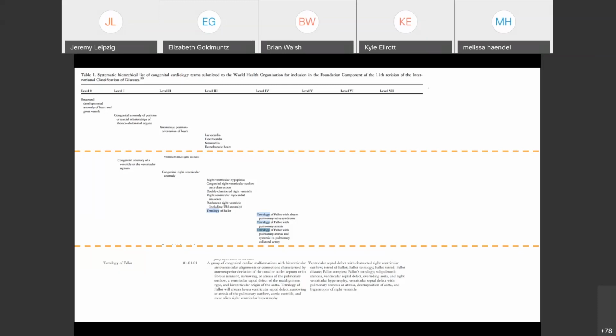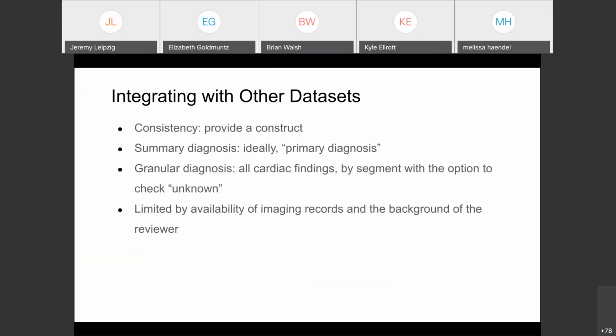So my last slide. Again, I don't know if this is what people wanted to hear or if this is helpful, but thinking about integrating with other data sets, I think the importance is consistency, and providing a construct so that people can be consistent between what they're calling it and the level of detail.